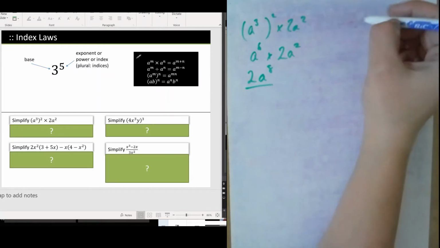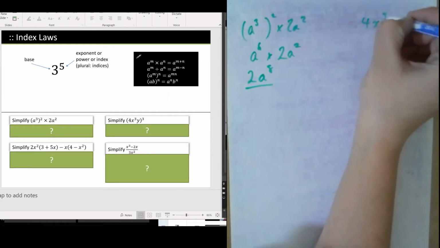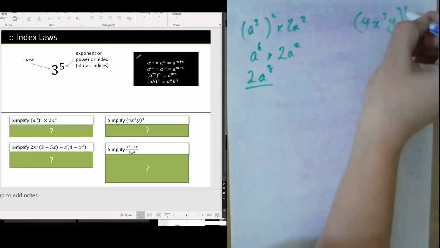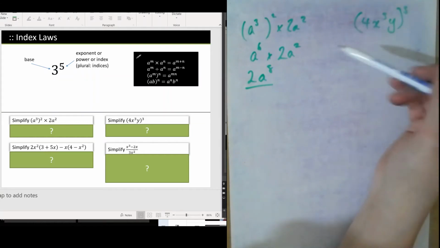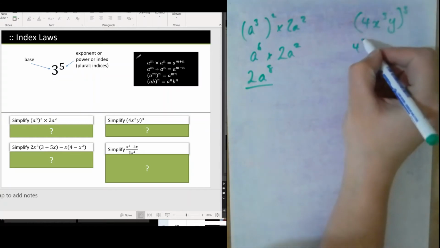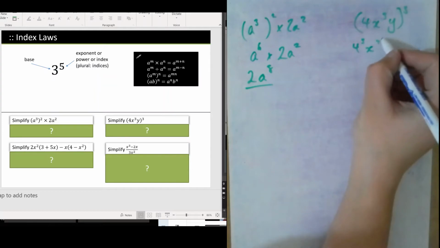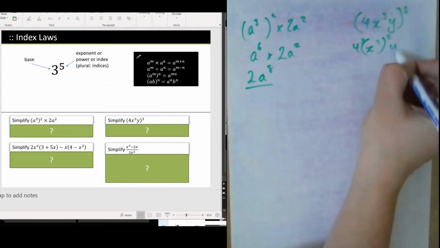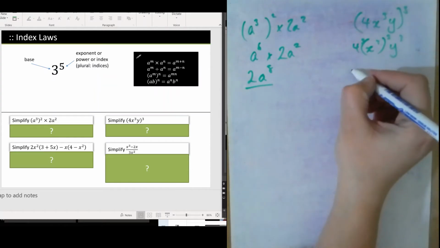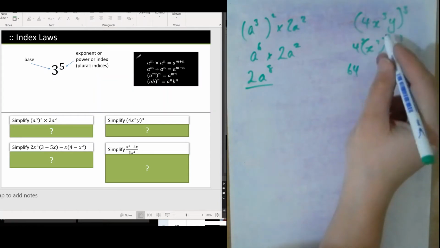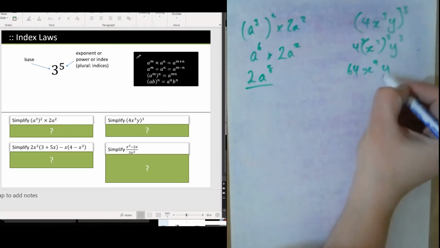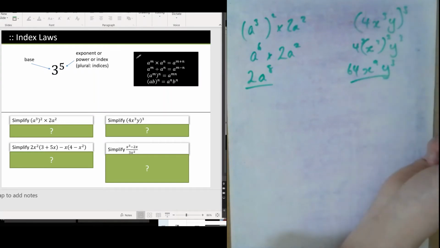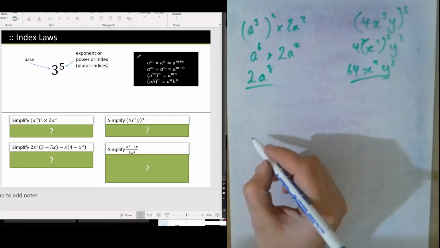Okay. Next one, we have 4x to the power of 3, y to the 3, all cubed. For each of these, we are just applying that power to each of the terms inside. So I've got 4 to the power of 3, I've got x to the power of 3 to the power of 3, and then I've got y to the power of 3. So this one will then become 64, x to the power of 9, because we multiply 3 by 3, which is 9, and then y to the power of 3 stays as it is. Okay, next one.